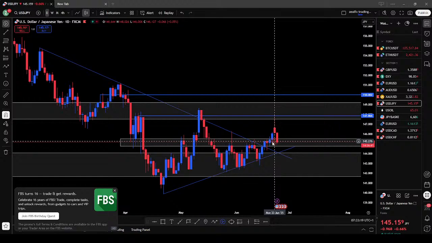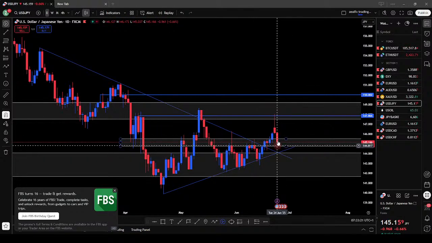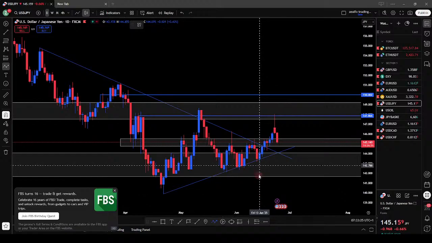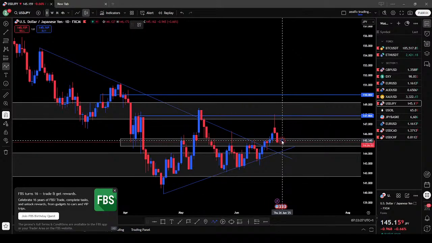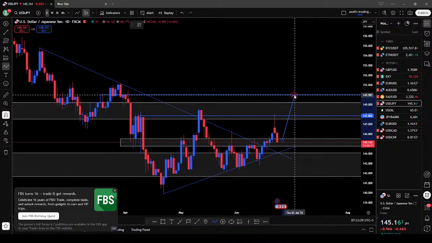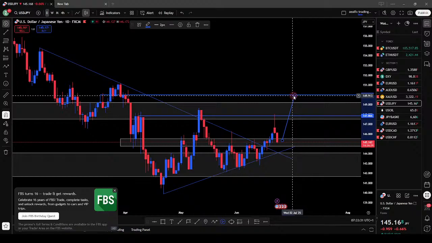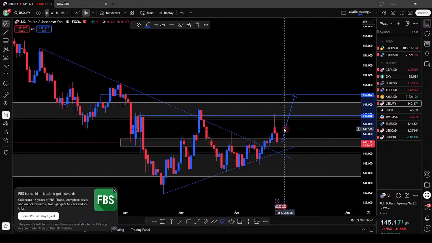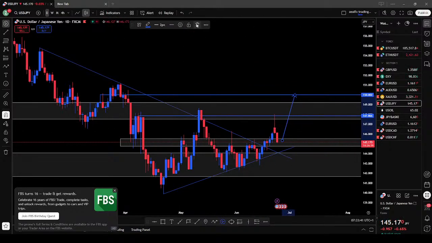So long we have a series of higher lows, we expect USDJPY to buy to this next resistance now. Price has tested this resistance, so we expect price to buy to this next resistance for USDJPY. We're expecting a bullish move for the USDJPY this week.